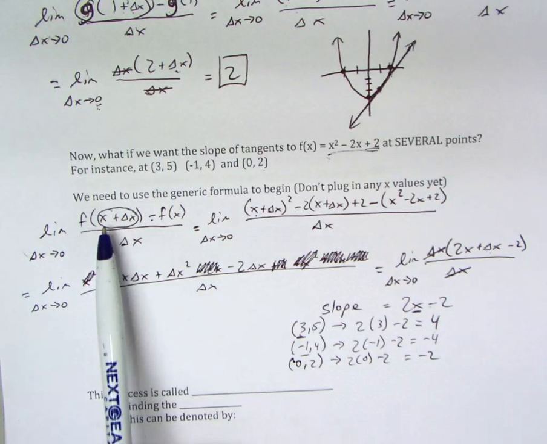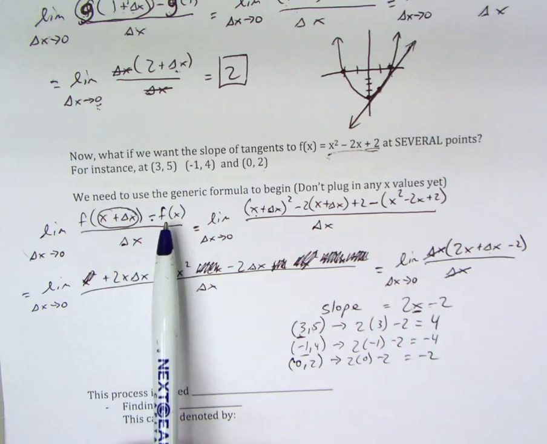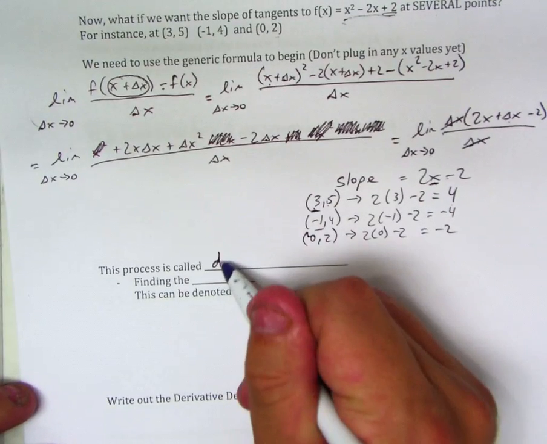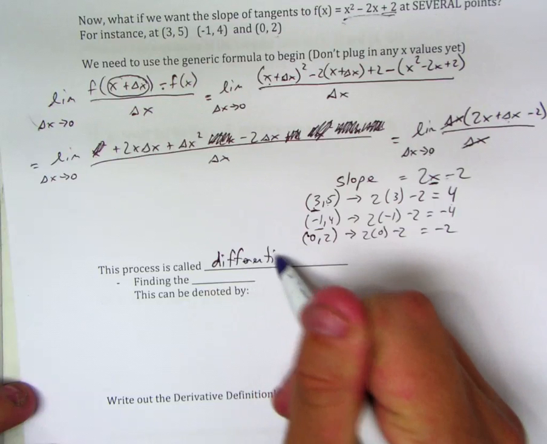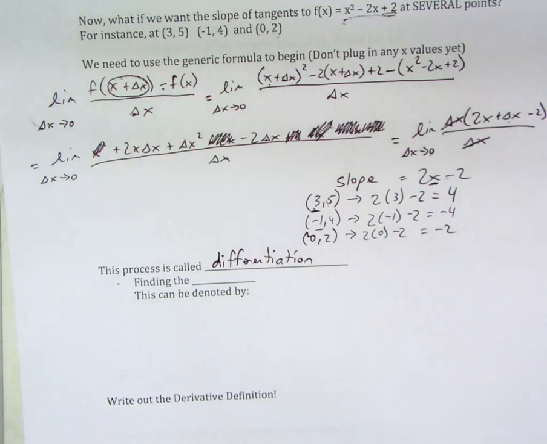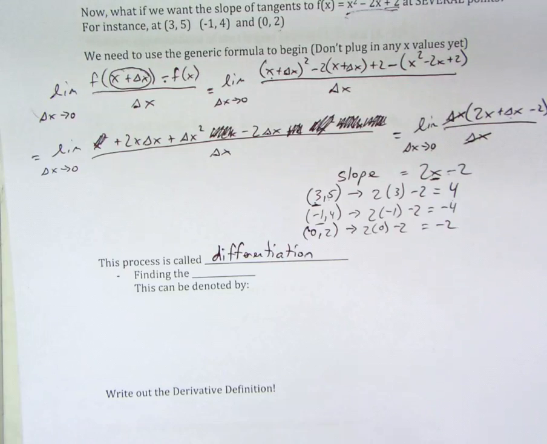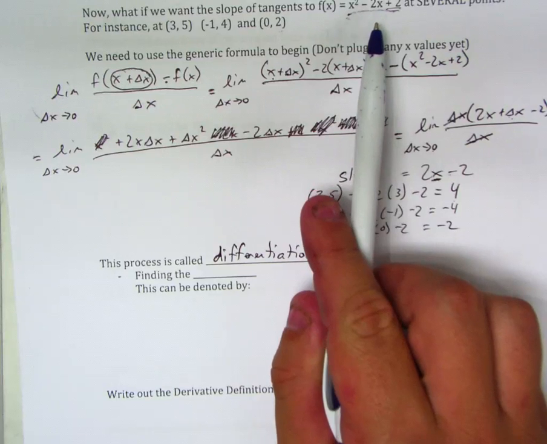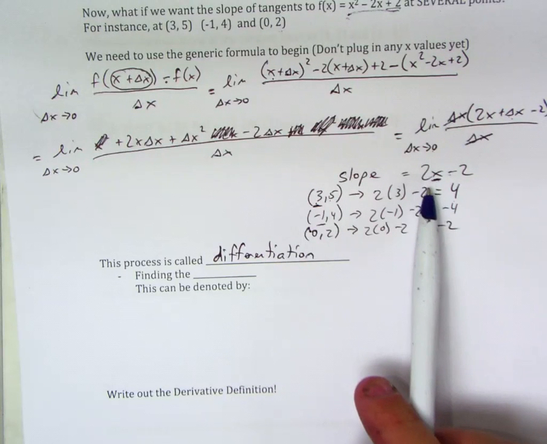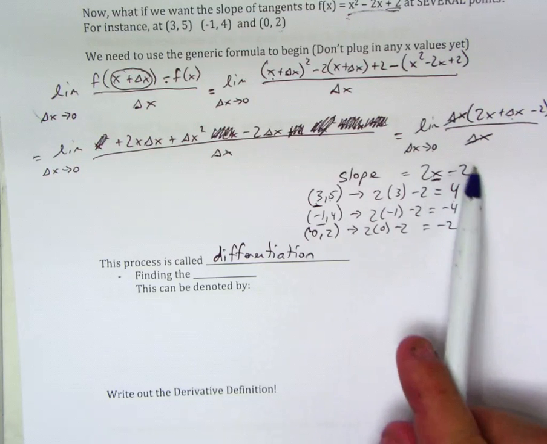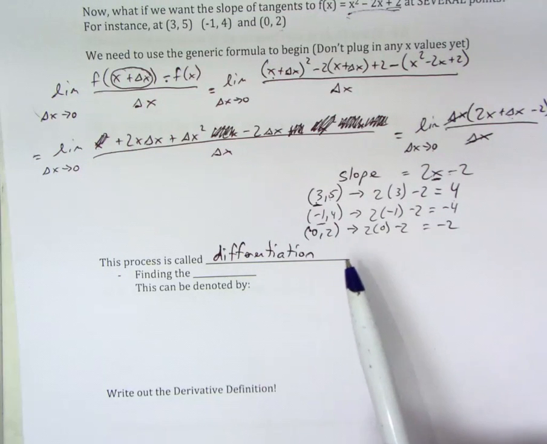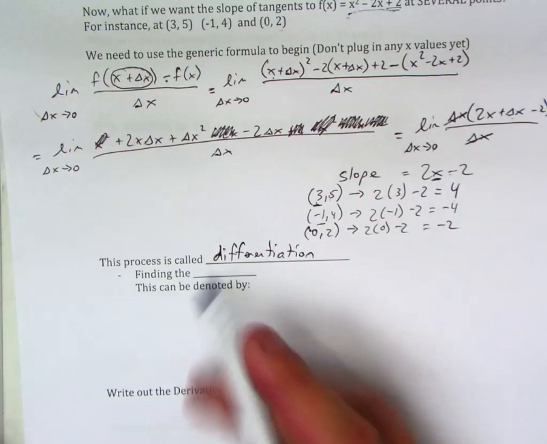So this process we just talked about, with these generic x values and not the c values, is called differentiation. What it's doing is finding the derivative of this function. The derivative is what allows you to find slopes of tangent lines at specific points. So this 2x minus 2 we just found is the derivative of this function. A derivative finds slopes of tangent lines at specific values. So this is finding the derivative.